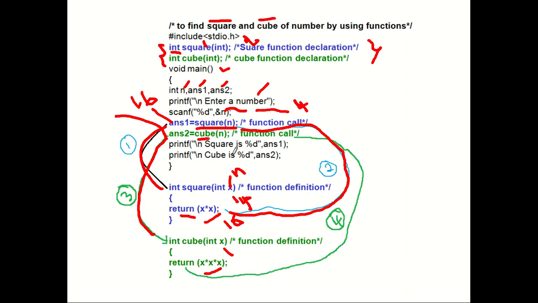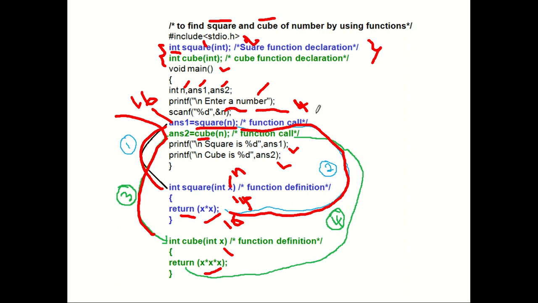in answer 2. So after that what we do, we display the content of ANS1 and ANS2 here. So even without using function also we can perform the same operation, but here we have separated two modules. One module performs the square operation, and another module performs the cube operation. So these operations are separated from the code here, right?